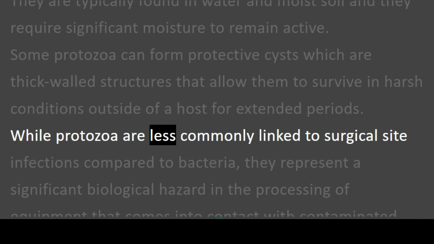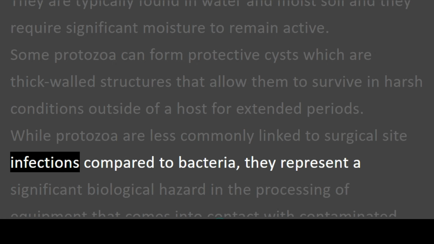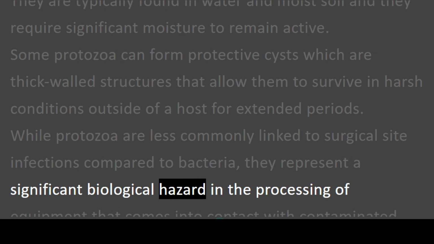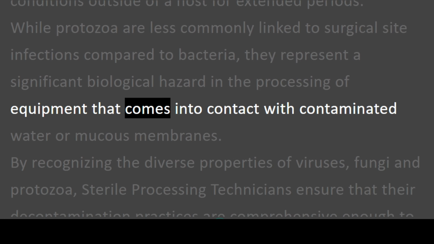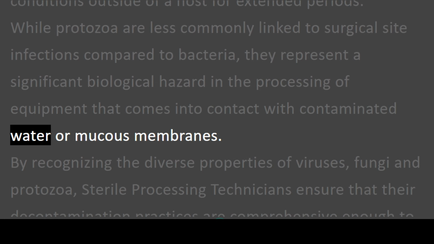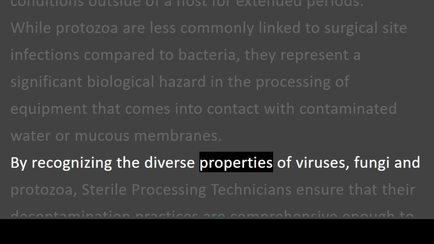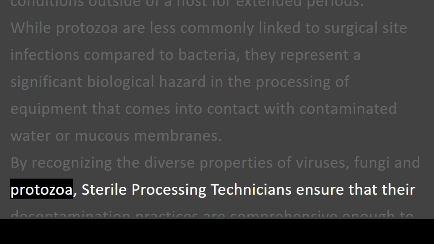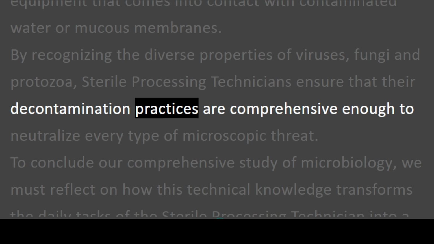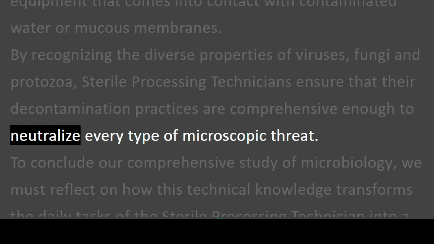While protozoa are less commonly linked to surgical site infections compared to bacteria, they represent a significant biological hazard in the processing of equipment that comes into contact with contaminated water or mucous membranes. By recognizing the diverse properties of viruses, fungi, and protozoa, sterile processing technicians ensure that their decontamination practices are comprehensive enough to neutralize every type of microscopic threat.